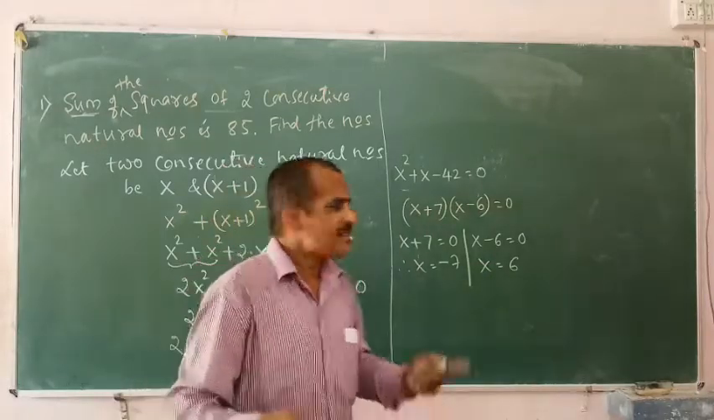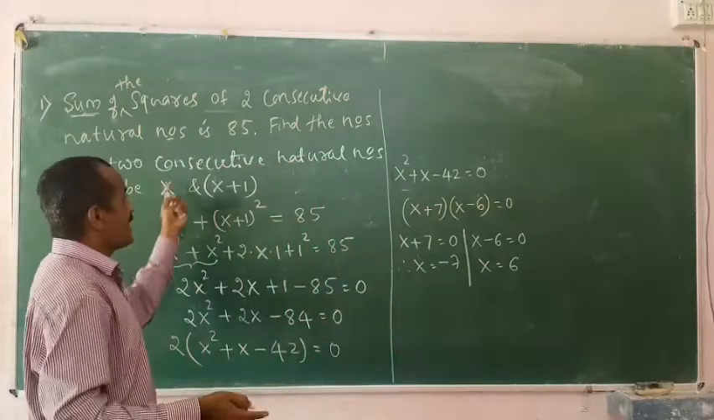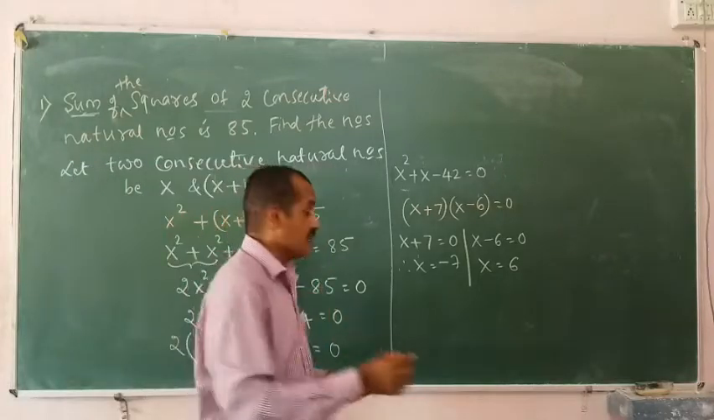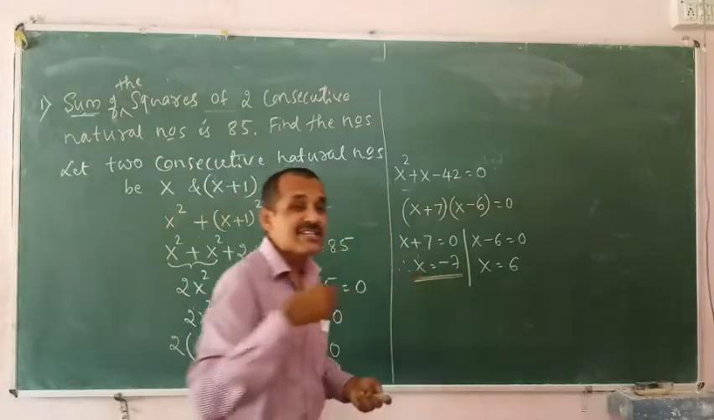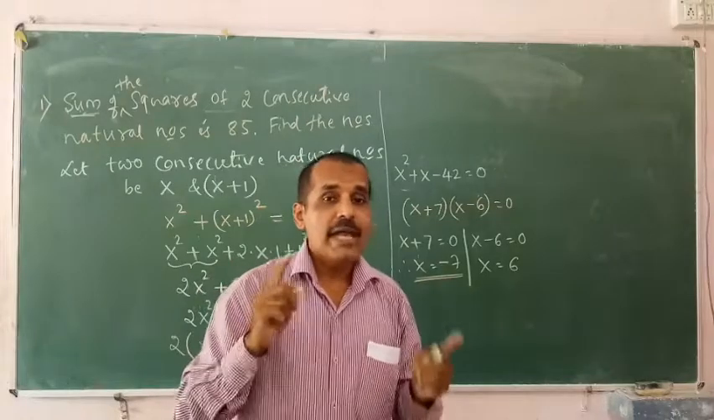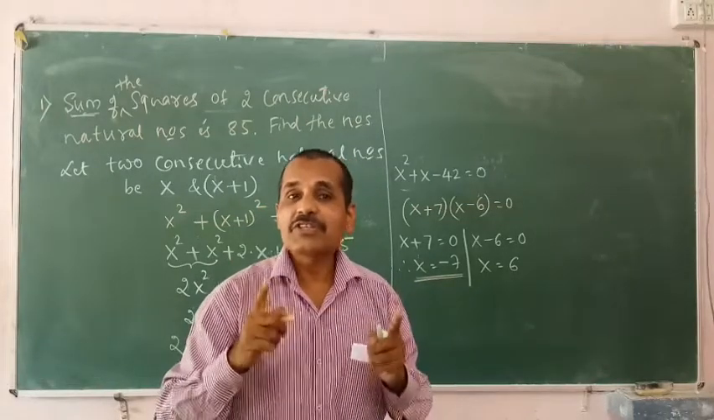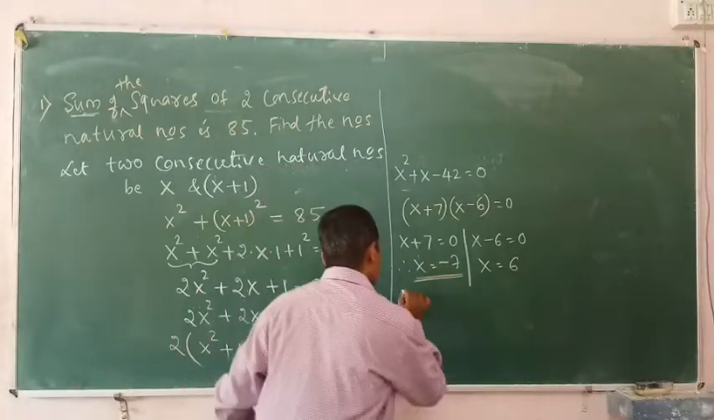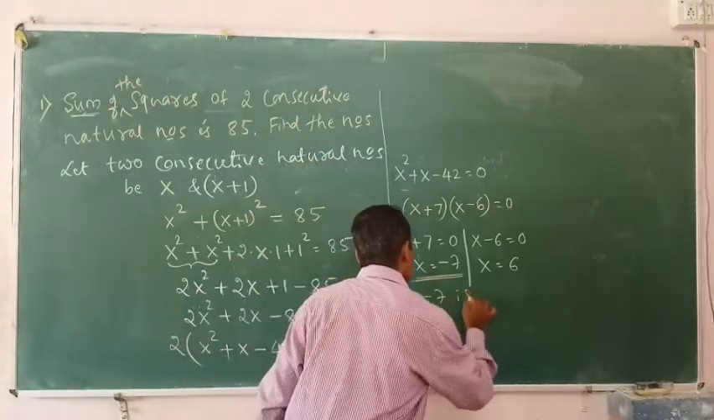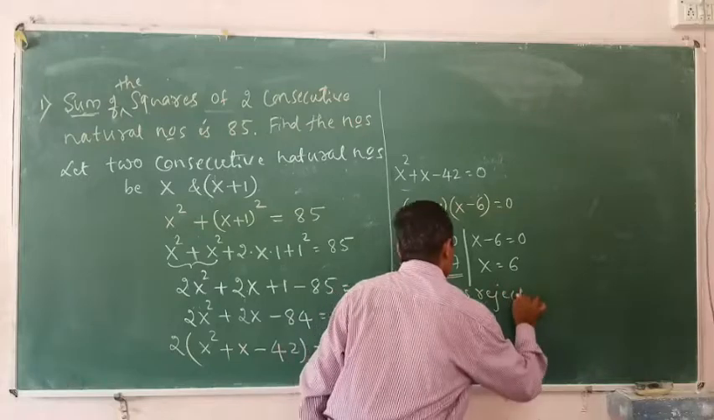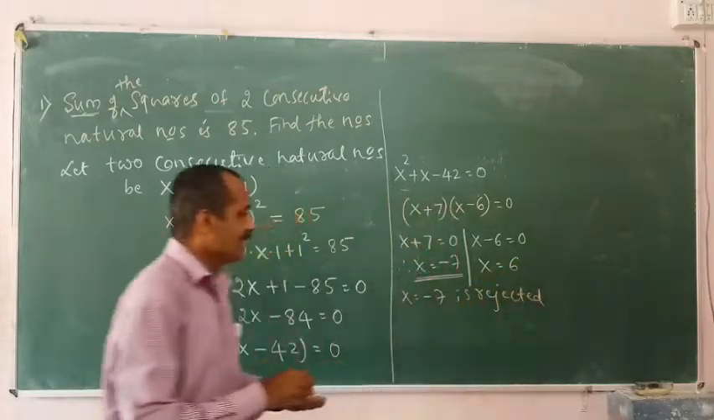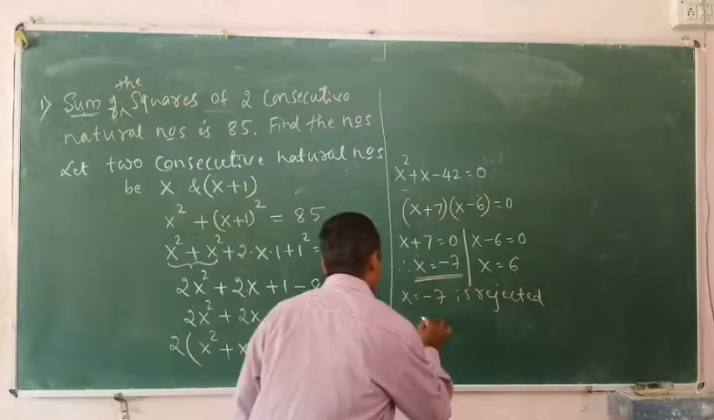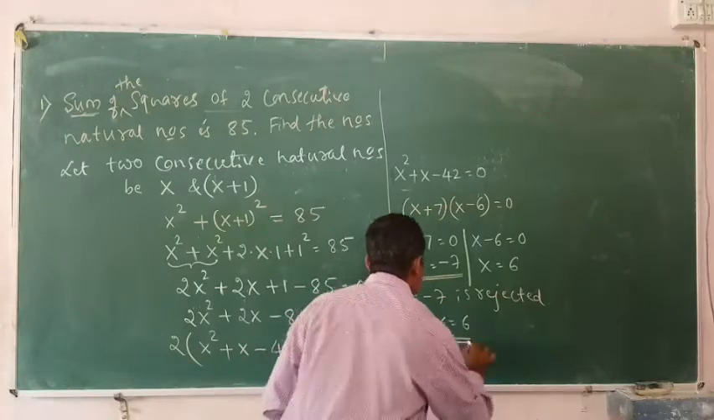In fact, what is x? x is a natural number. My dear children, minus 7 is rejected. Why? Natural numbers cannot be negative. So x is equal to minus 7 is rejected because natural numbers cannot be negative. Therefore, x is equal to 6 is the answer.